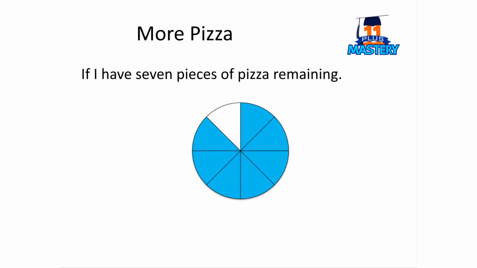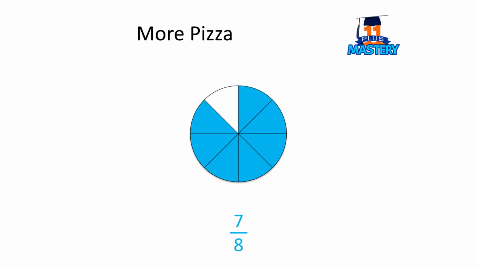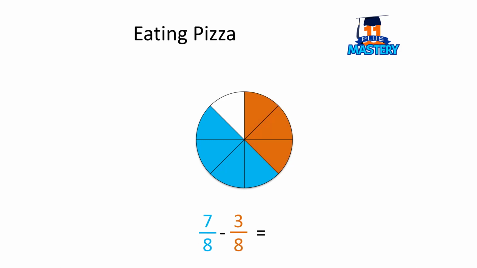Let's look at subtraction. If I have 7 pieces of pizza remaining, that is, I've got 7 pieces shaded out of 8. Somebody else comes and eats another 3 pieces of pizza. How many pieces do I have left? Well, counting the blue pieces, I have 1, 2, 3, 4 pieces left, and my pizza still has 8 pieces. Whenever I do a fraction problem, I always give my answer in lowest terms. So 4/8, I can divide 4 into top and bottom, giving me 1/2.